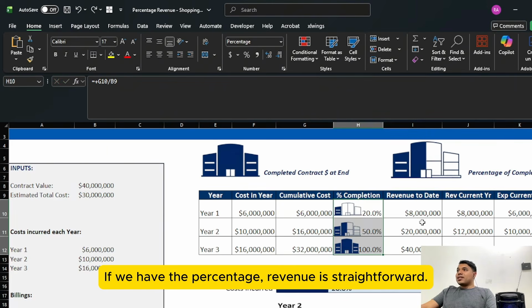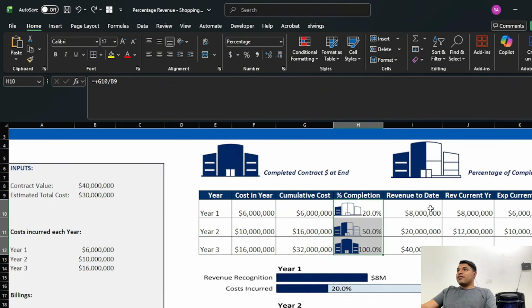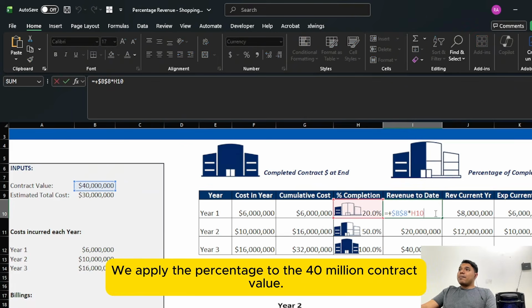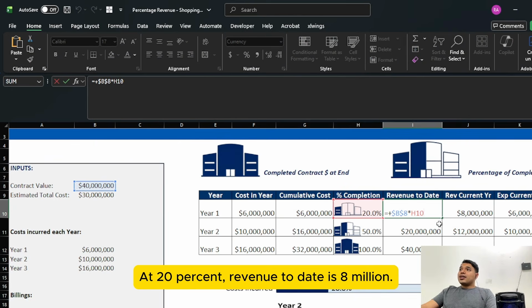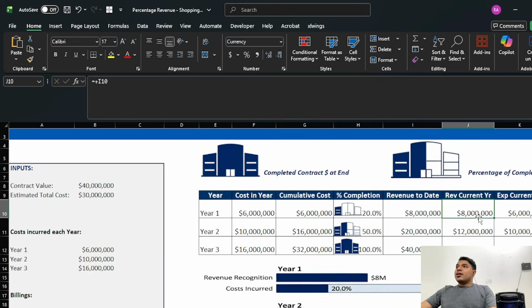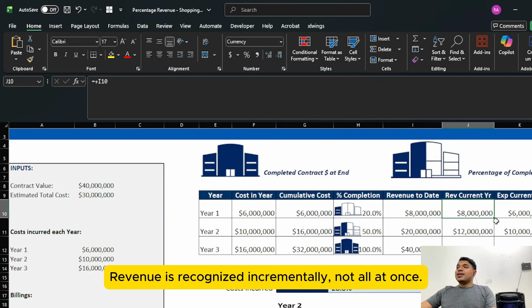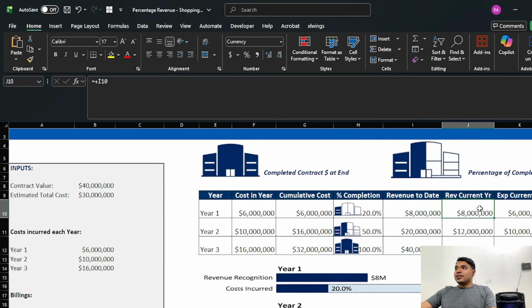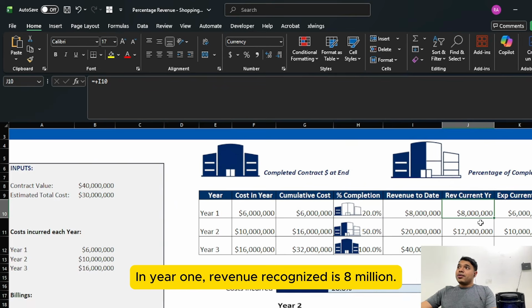We have the percentage. Revenue is straightforward. We apply the percentage to the $14 million contract value. At 20%, revenue to date is $2.8 million. At 50%, revenue to date is $7 million. Revenue is recognized incrementally, not all at once. In year 1, revenue recognized is $8 million. In year 2, revenue recognized is $12 million.